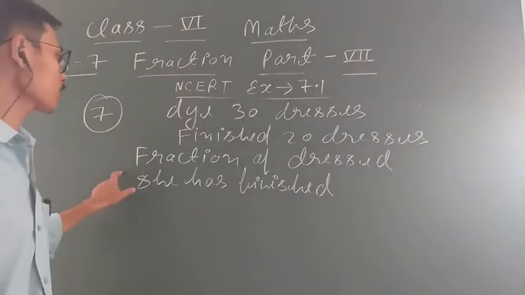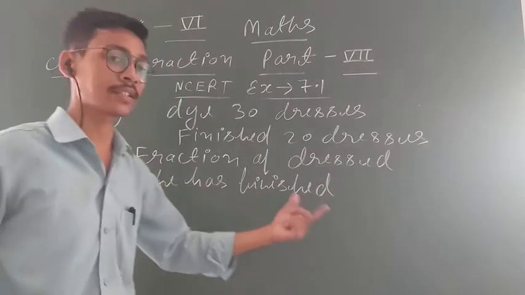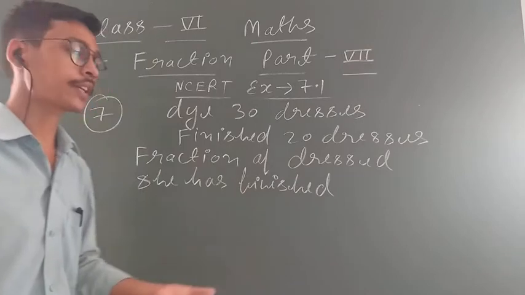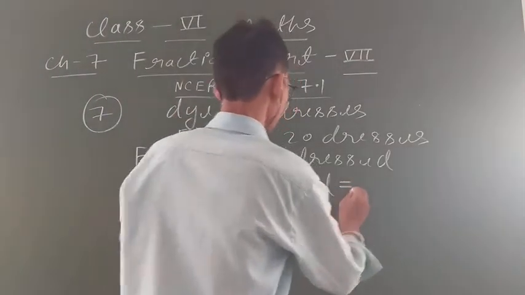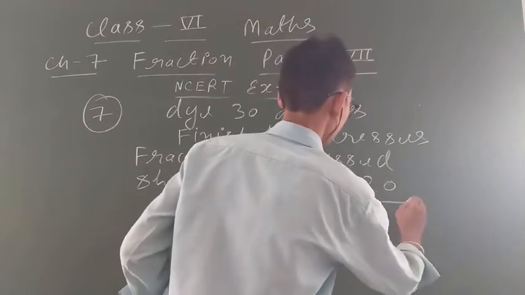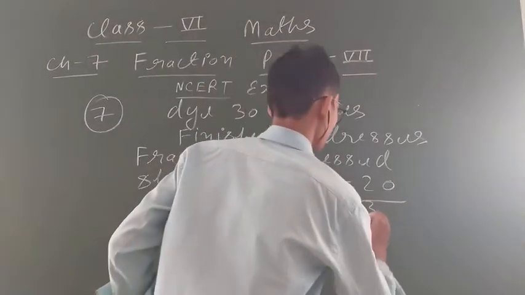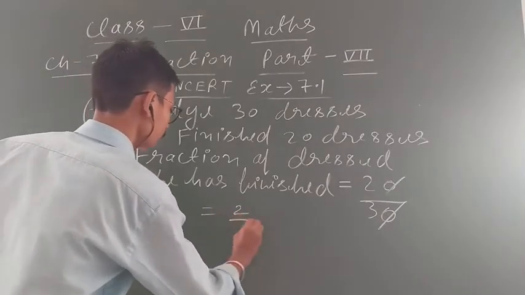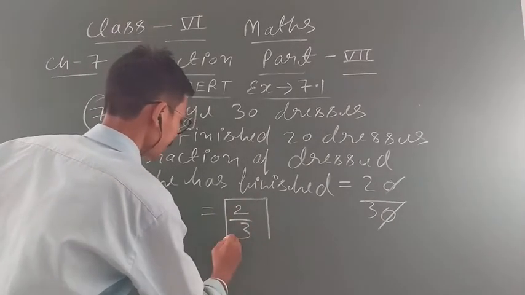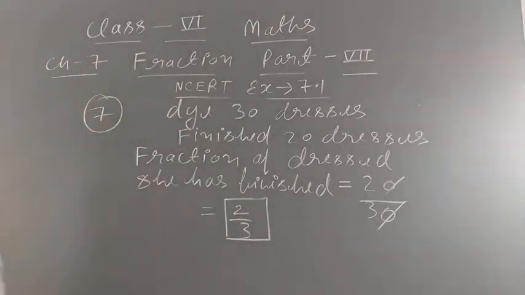So what is asked in the question? The fraction of dresses that she has finished, meaning what fraction did she dye? Now you know that she dyed 20 dresses and the total number of dresses, student, is 30. You will write down 20 upon 30, cancel the zeros, student. It will come to 2 upon 3. It means the fraction of the dresses that she finished, out of those she wanted to dye, is 2 upon 3. Okay, student, so by this we will solve the question very easily.